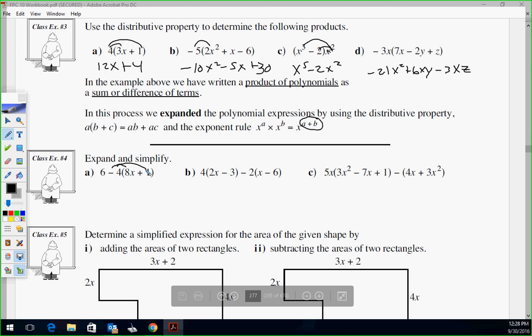Right, so if we did it by 4, I'll do it by 4 up here. If you do it by 4, you get 6 minus bracket 32x plus 4. So then you have to hit the negative to everything anyways. So you might as well go by negative 4. Okay? So that's what I'm going to do here. So 6 minus 32x minus 4. 6 minus 4 is 2 minus 32x.